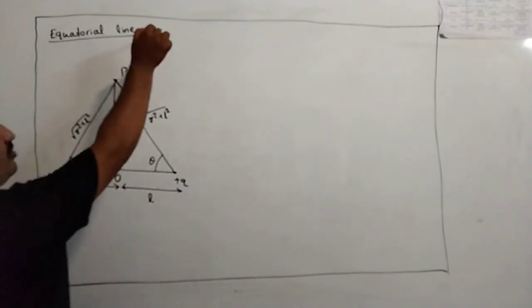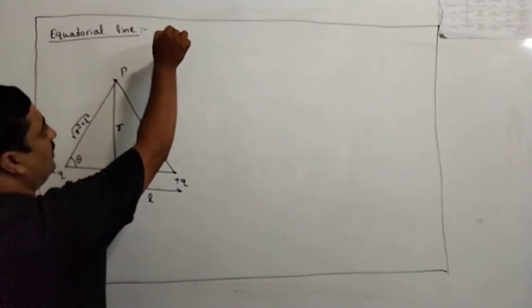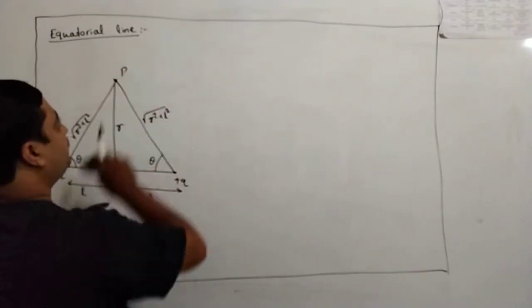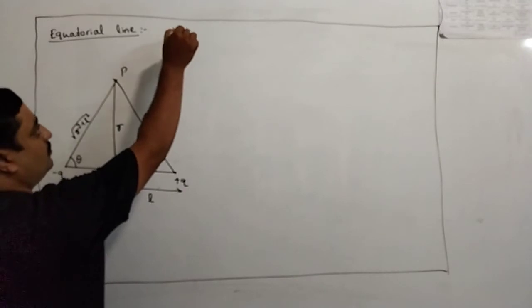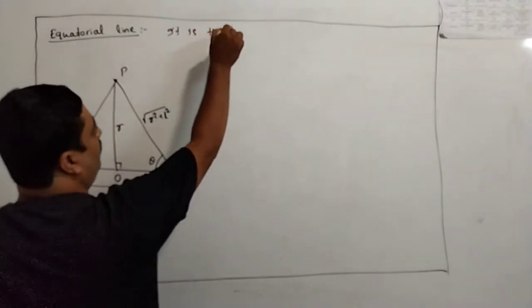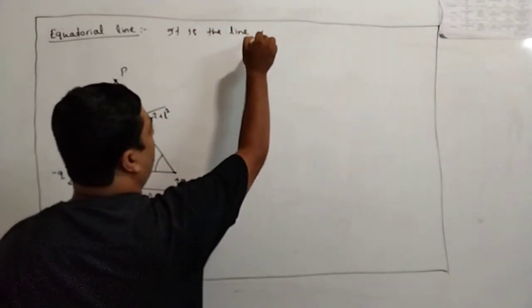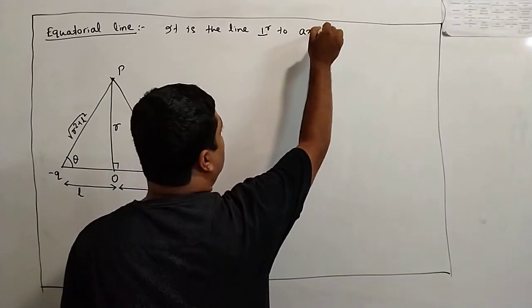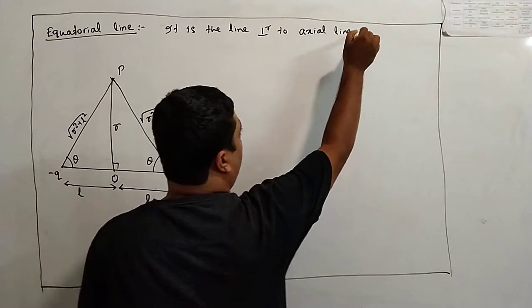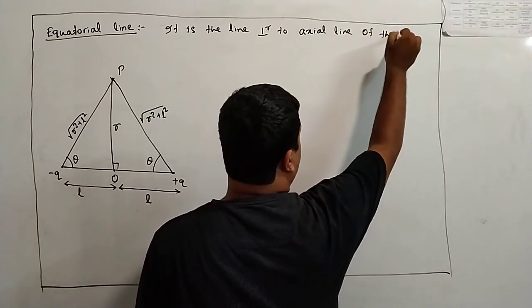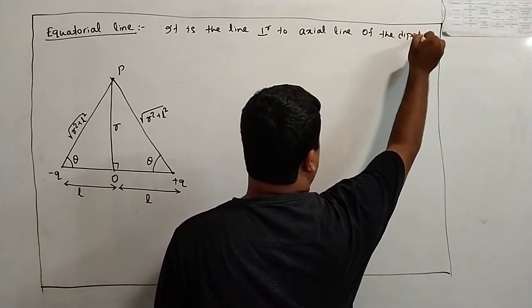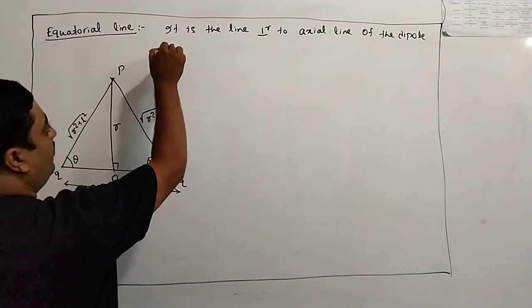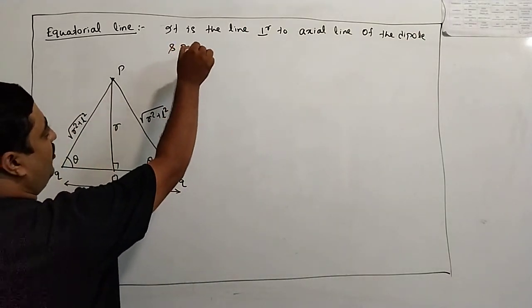So now what is equatorial line? It is the line perpendicular to axial line of the dipole and passing through its midpoint.